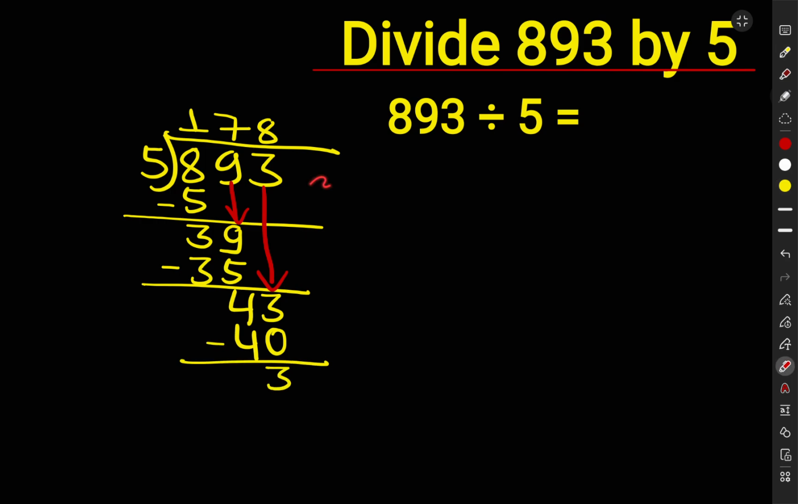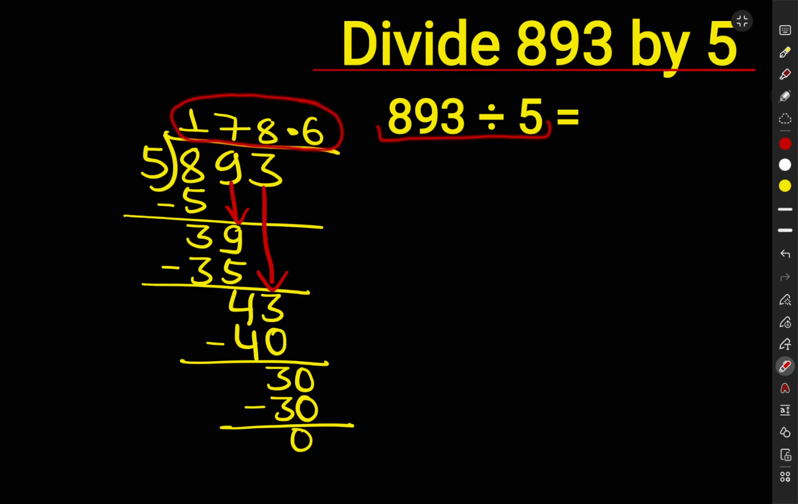So now we have no other number to put down. So we take a decimal here and put zero. So it is 30 and 5 times 6 is 30. On subtracting we get zero. So 893 divided by 5 is 178.6.